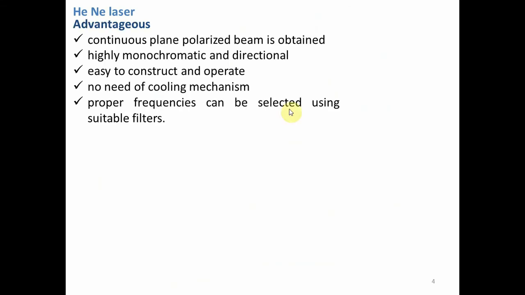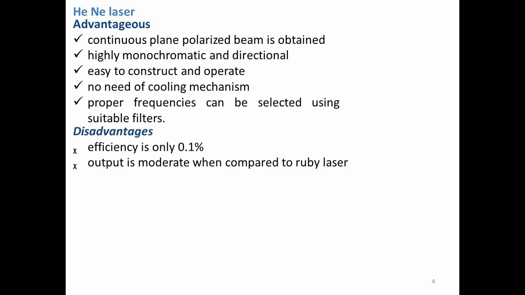Next, advantages. The output of the laser is a continuous beam and it's highly monochromatic, that means single color or single wavelength, and it has high directionality, easy to construct and operate. There is no need of cooling mechanism as in ruby laser. Different frequencies are emitted. We can select the proper frequencies by using suitable filters. Disadvantages. The efficiency is low and the output is moderate when compared to ruby laser.